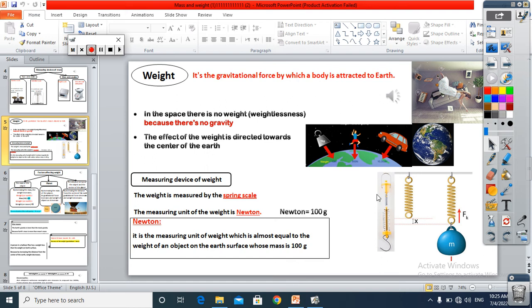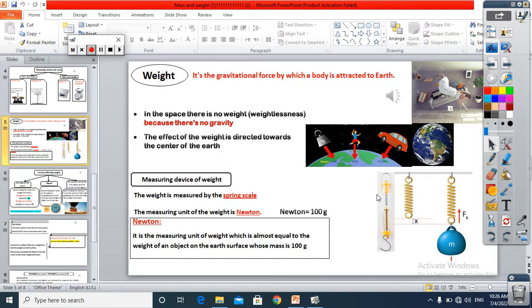Hello, my students. Now we will continue the first lesson in primary 6, which is mass and weight. In the last session, we talked about mass, the definition of mass, properties of mass, measuring units of mass, and finally, the measuring devices of mass. Now we will talk about the weight.